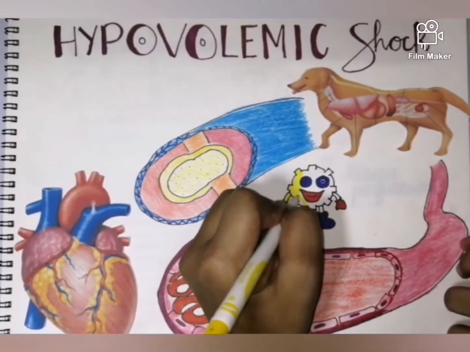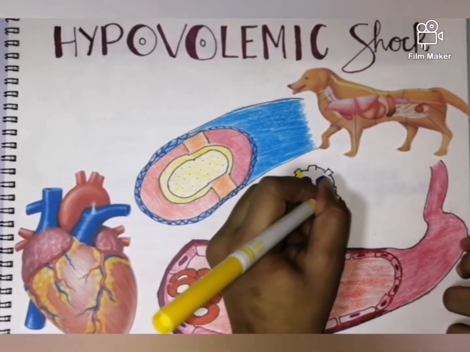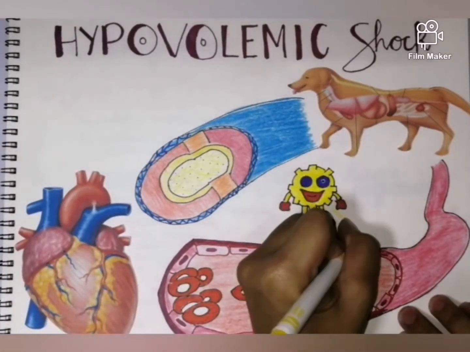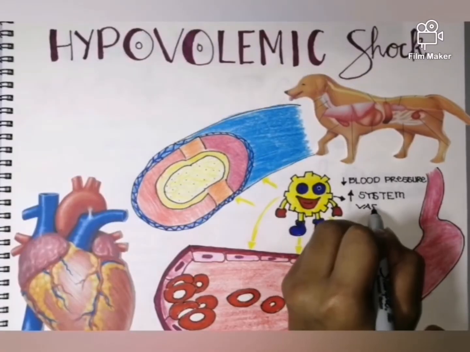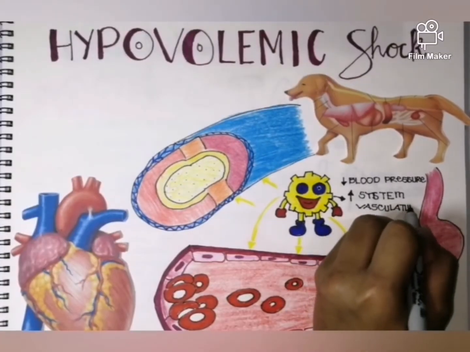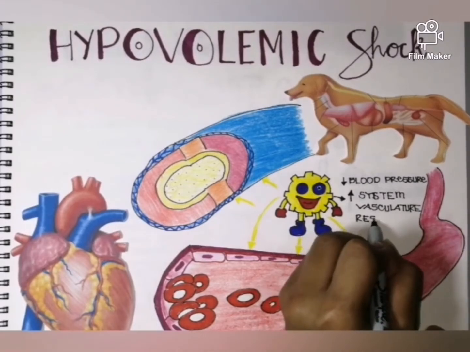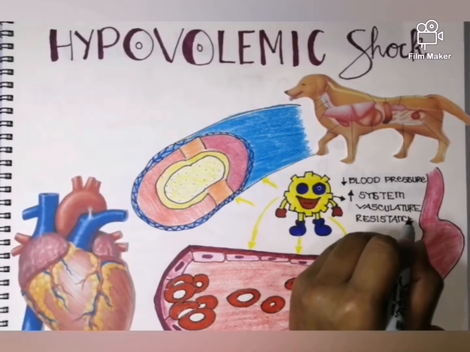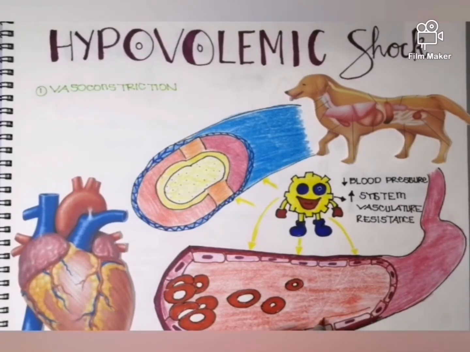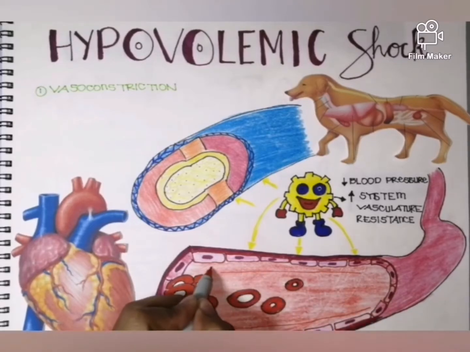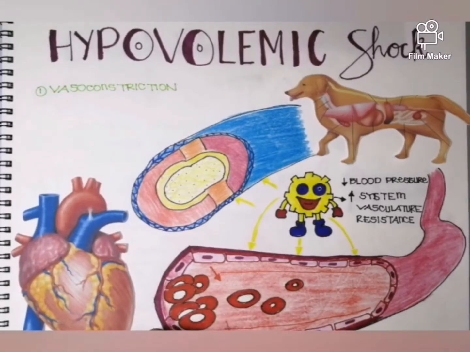To understand hypovolemic shock, let's take a look at our cardiovascular system. There are baroreceptors in the vasculature that assess blood pressure. If low blood pressure is detected, the sympathetic nervous system kicks in by increasing systemic vascular resistance to maintain blood pressure. The body does that by vasoconstriction, because when the diameter of a blood vessel decreases, we have increased resistance.